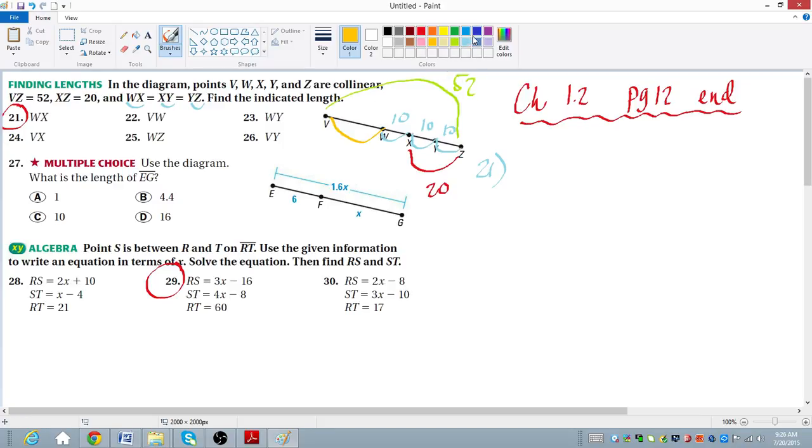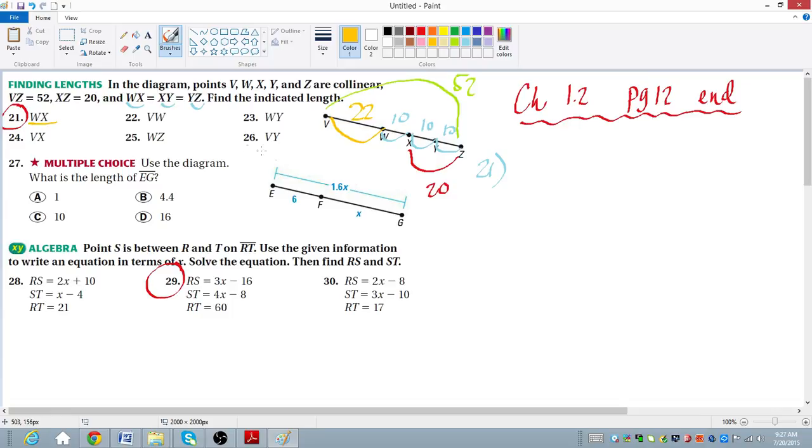So what does that mean? Well, you take 52 minus 30 and you'll get 22. So this is 22. Now check if it makes sense or not. 10, 20, 30, and that's 52, which is equal to the length of the whole thing. So that makes sense. Now all you need to do is just whatever it's asking for.